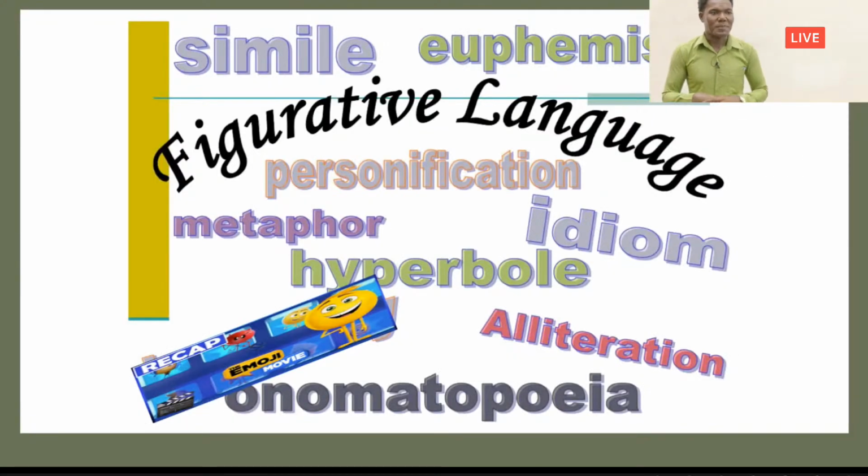Let's move to the last slide. Now, this is just a recapping slide, right? So we've looked at simile, euphemism, personification, metaphor, idiom, hyperbole, alliteration, and onomatopoeia. All those figurative devices are used by poets to bring their poem to life, to lift the words off the page, to make their writing quite interesting.